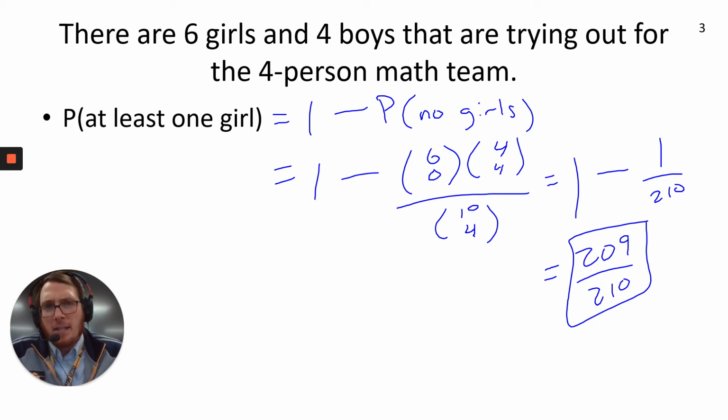Which, think about it, that makes a lot of sense. It should be very likely at least one girl's on the team, because there's 6 of the 10 to choose from that are girls that are possible to join the team. This question is probably a fraction question rather than a decimal question. If it was a decimal, you would just have to find that and round to the appropriate decimal point, or place, excuse me.